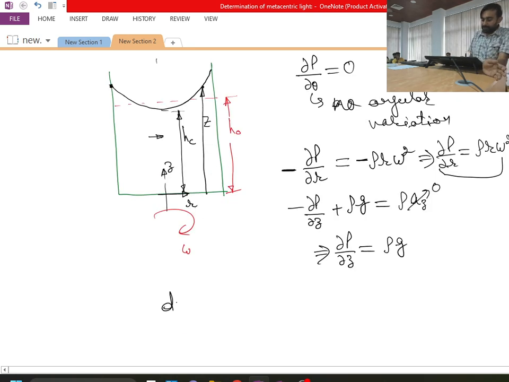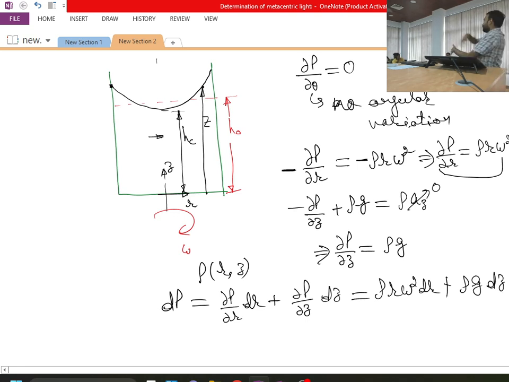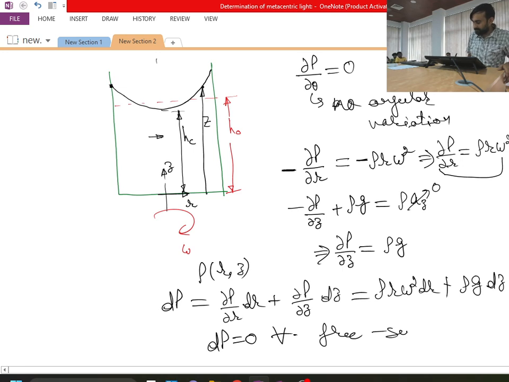Now if I have to find out the total pressure, pressure is a function of only r and z. So dP will be del P by del r into dr plus del P by del z into dz, which is equal to rho r omega square into dr plus rho g into dz. Once again, for this entire free surface, what we will be having? For the free surface, we will be having zero pressure, same pressure everywhere. Okay. So dP will be 0 for free surface.